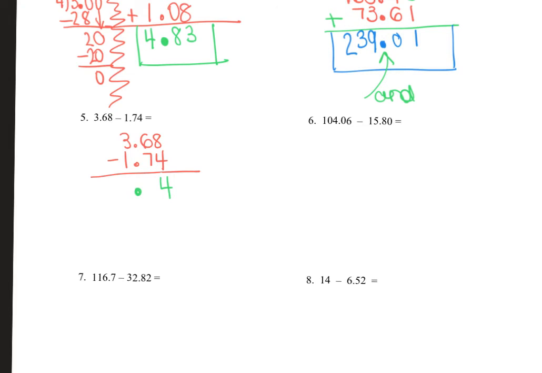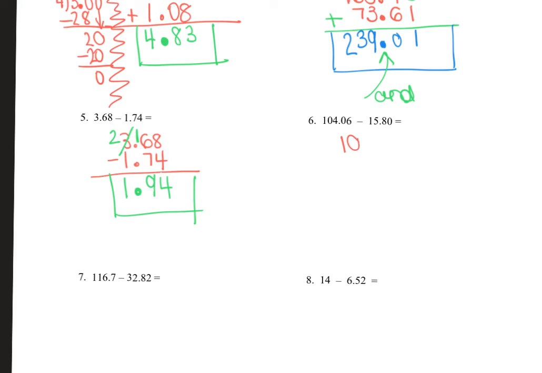I cannot take the 7 away from the 6, so I borrow from the 3, I turn it into a 2. The 1 comes over to make that 16. 16 minus 7 gives me 9, and 2 minus 1 gives me 1. I dropped my decimal as I was working over, and I get 1 and 94 hundredths.